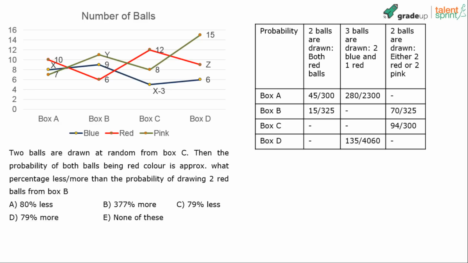Two balls are drawn from box C. The probability of both balls being red color is approximately what percentage less or more than the probability of drawing 2 red balls from box B? Now this time he has not given any specific value in the question. So you can go by the calculations that we have done earlier, because to find the missing values x, y, and z, you'll have to refer to this table, since nothing has been specified in the question. As per the table, we have already found that x is equal to 8, y is equal to 11, this will be equal to 5 obviously, and z is equal to 9, I guess. So whichever is required of these you can use.